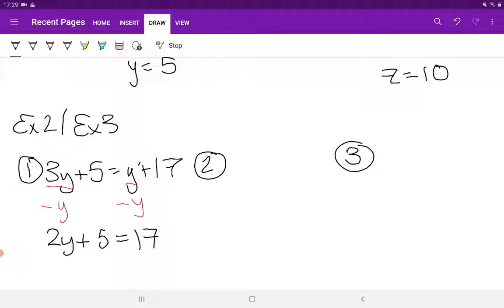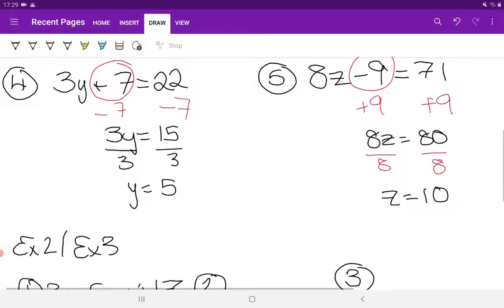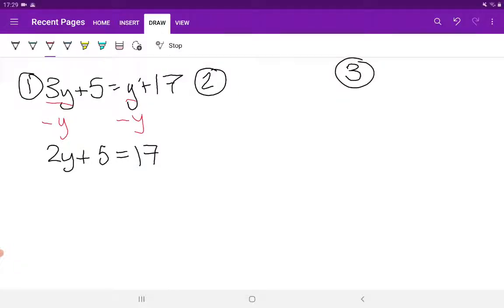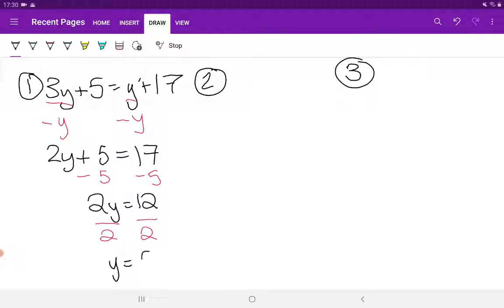And now you can see why I was encouraging you to write your answers to these questions like that. Because now we're doing the exact same again. We're going to take away the 5 from both sides. We're doing the opposite of that plus 5 to give me 2y is 12. And 2y means 2 times y. So we're going to do the opposite. We're going to divide by 2 to give y equals 6. Okay, and that's where we need to be.